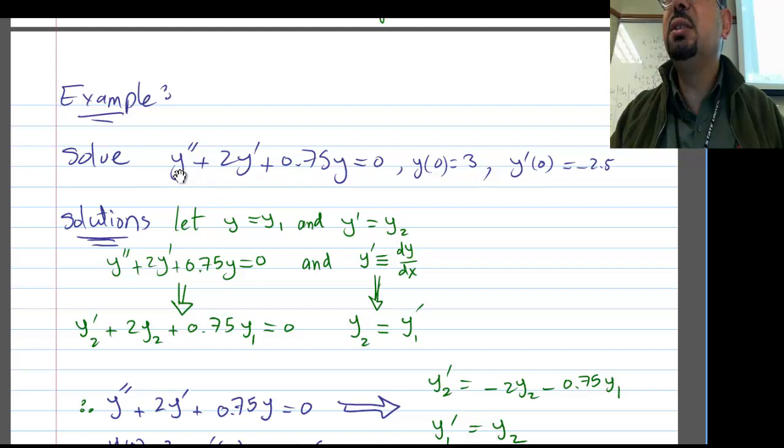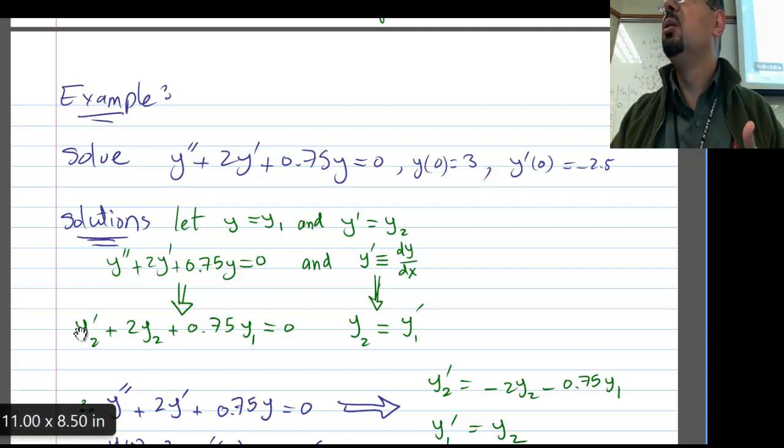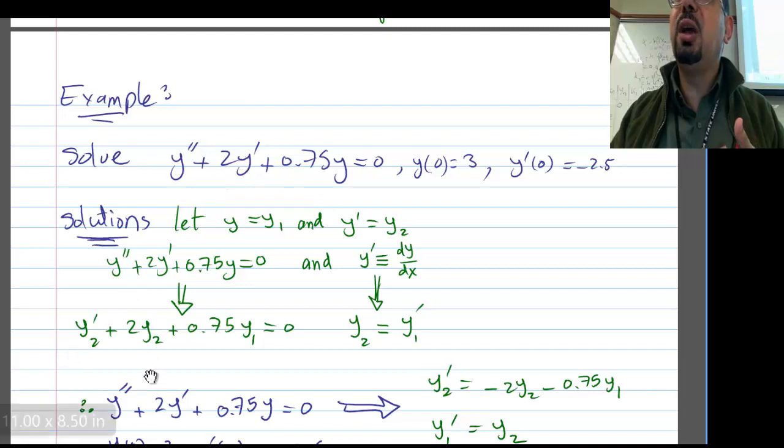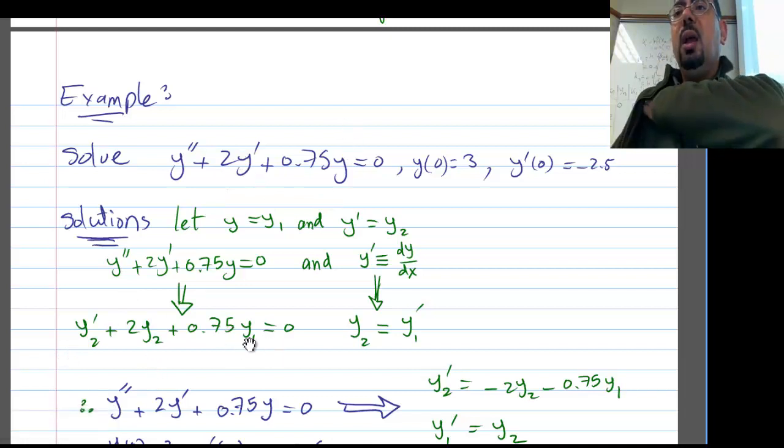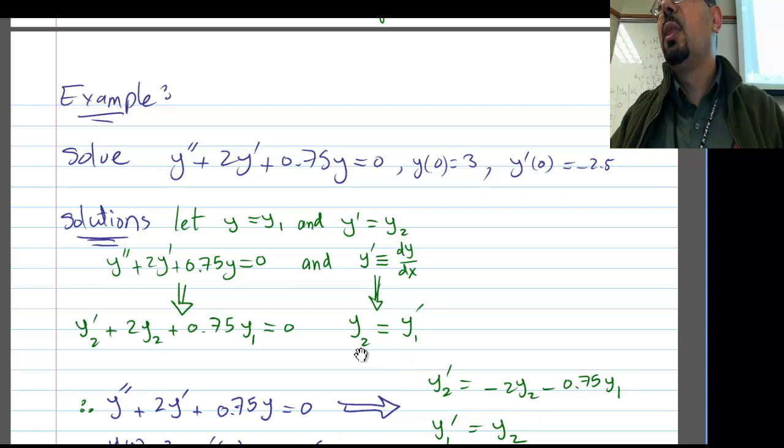So this equation doesn't have to be second order in y, it becomes first order in y2. Right? Y double prime becomes y2 prime. Why? Because we just said that y prime is called y2. So this becomes y2 prime, this becomes y2, and this y is y1. And what's y1? So y1 is basically y, and y prime is dy by dx. So y2 becomes y1 prime. So now this becomes those 2 equations.